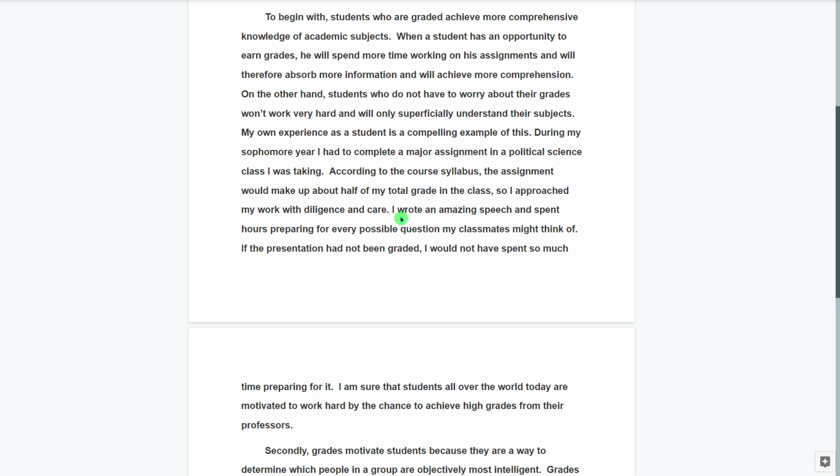What comes next? I wrote an amazing speech and spent hours preparing for every possible question my classmates might think of. Okay. When I wrote the first draft of this essay, it said I wrote a good speech. But really boring adjectives like good and bad and big and small, they're something you should avoid. It's usually pretty easy to put in a better adjective. So instead of saying good, just say amazing or wonderful. Again, those are pretty easy words that you probably know how to use, so try them out.